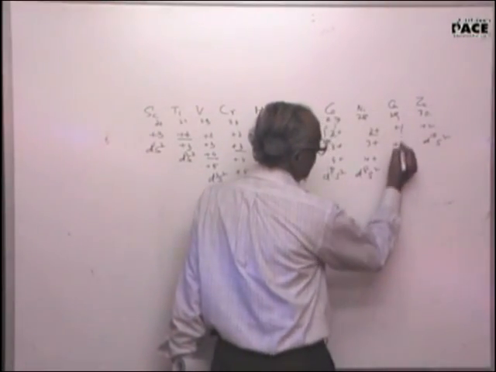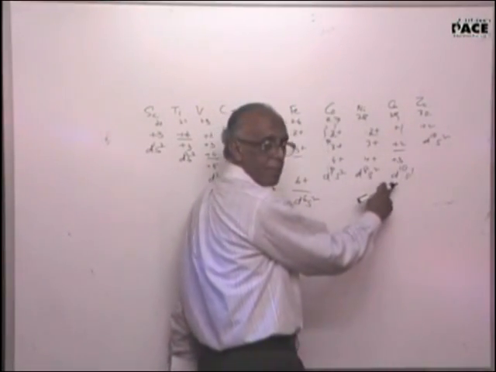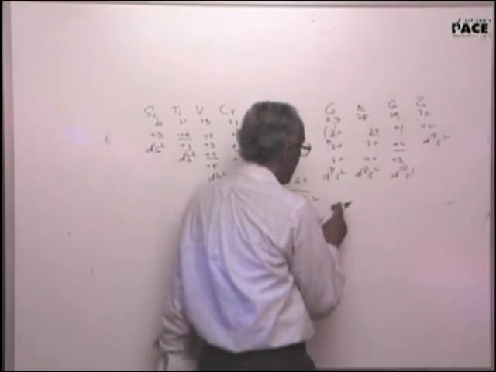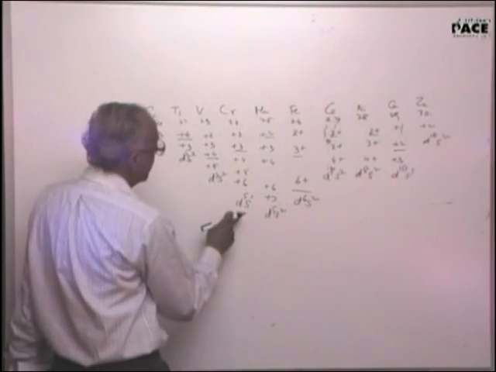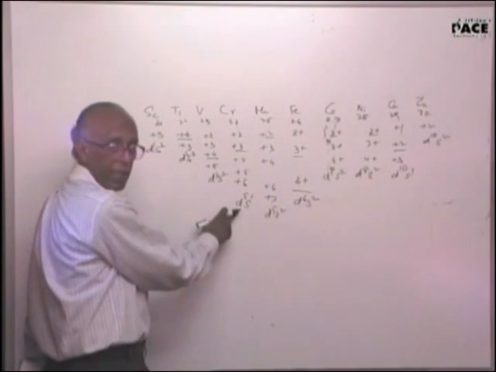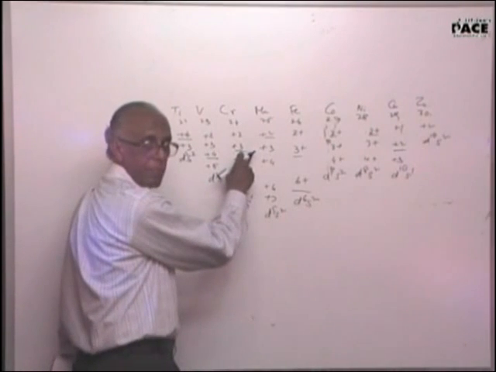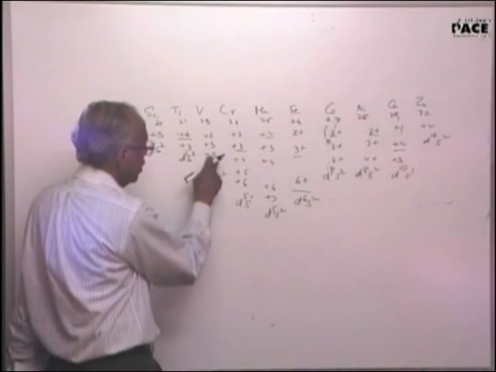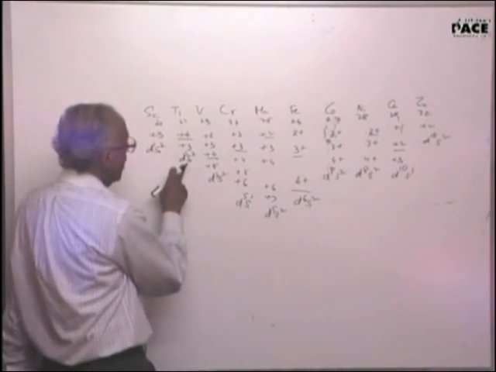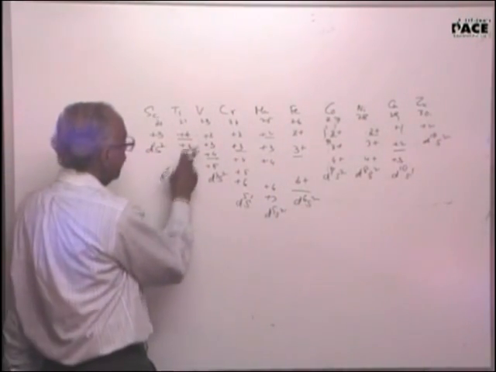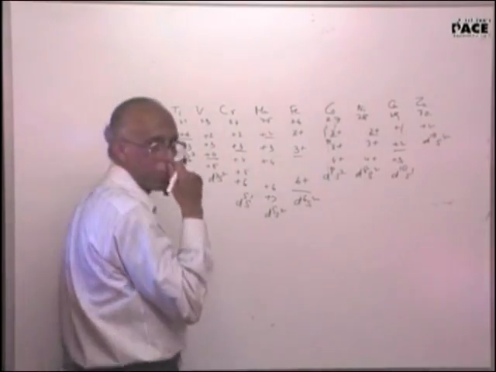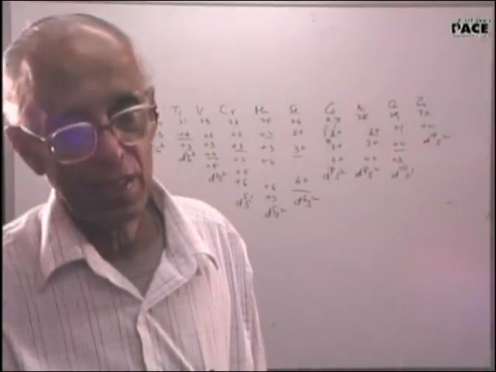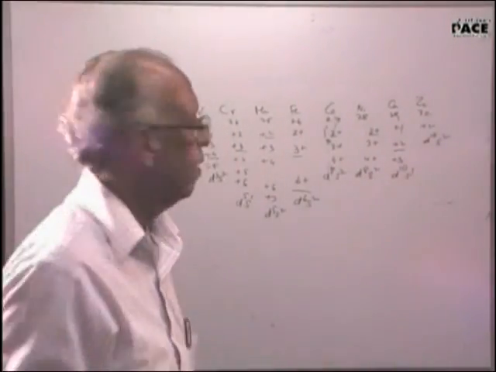Copper should have been +1 because of the filled configuration, d10, but it is +2. Chromium should have been +1 for half-filled configuration, but it is +3. Vanadium should have been +5, but is +4. Titanium, it matches: 4, 4, 3, 3. So in some cases it accidentally matches, in some cases it does not match.